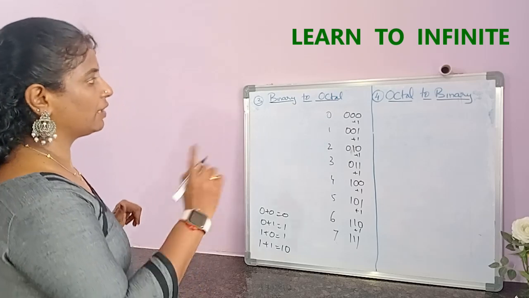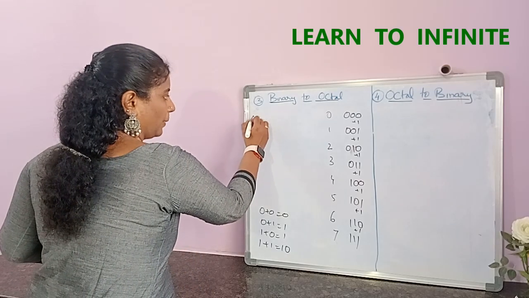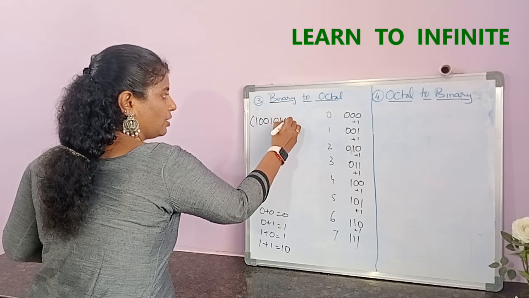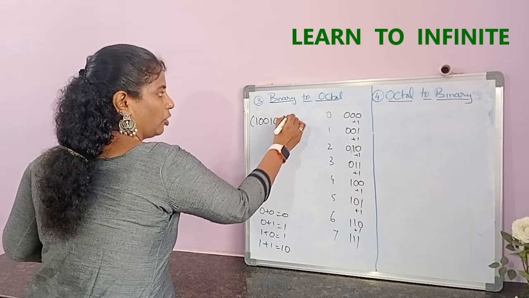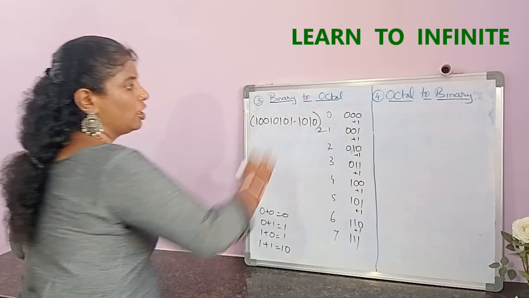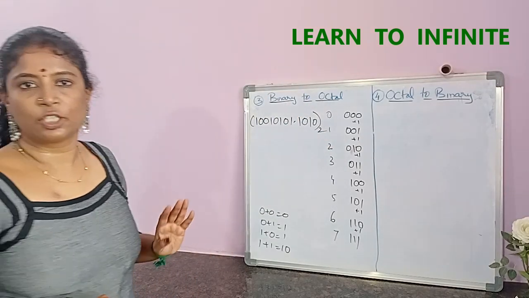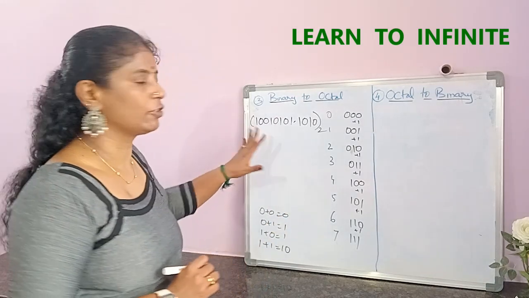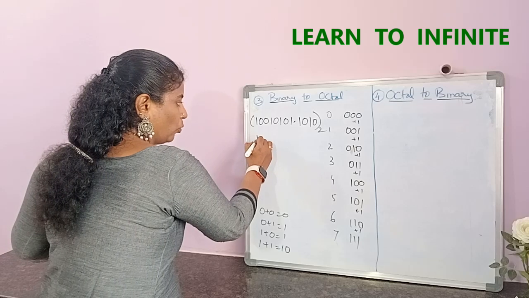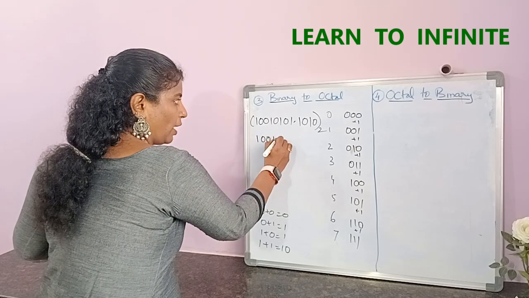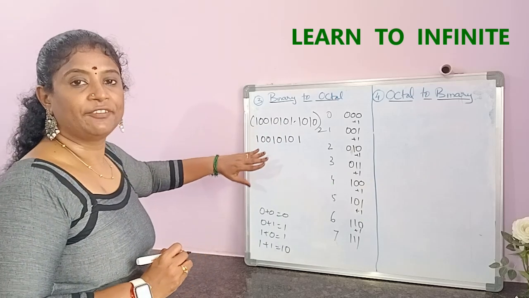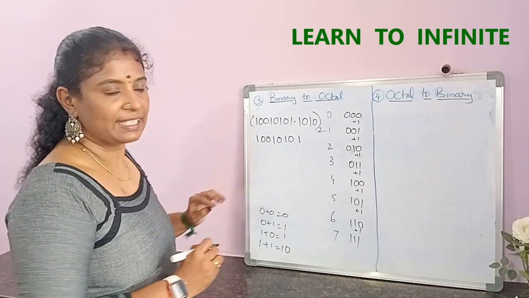So now we will see how to convert a binary number to an octal number. Take any binary number, 100100101.0101 to the base 2. I need to convert this binary number to an octal number. So what you have to do? First take the whole part, 100100101. Previously we said we have to start from the LSB, the least significant bit.